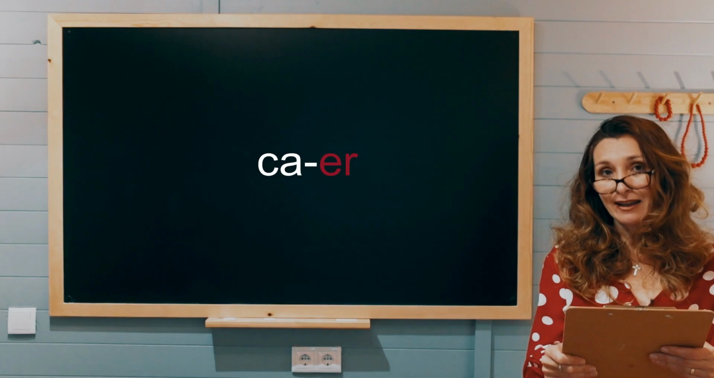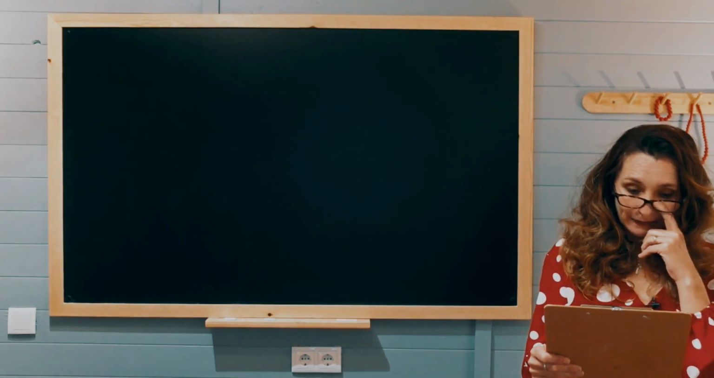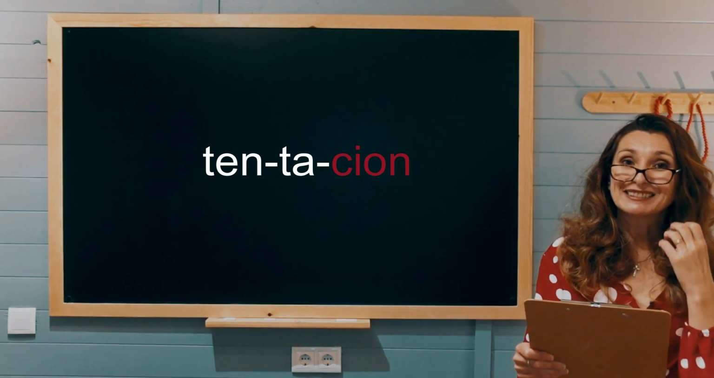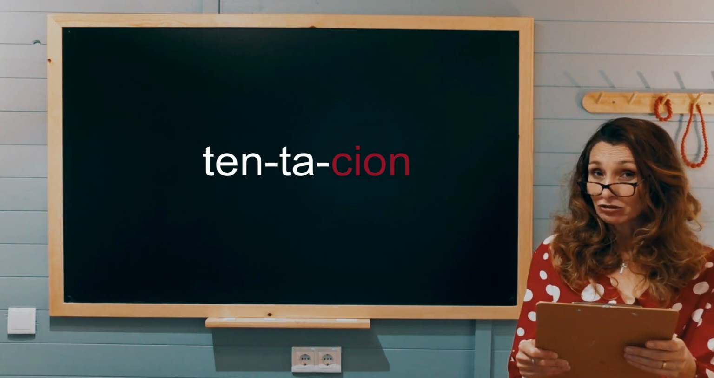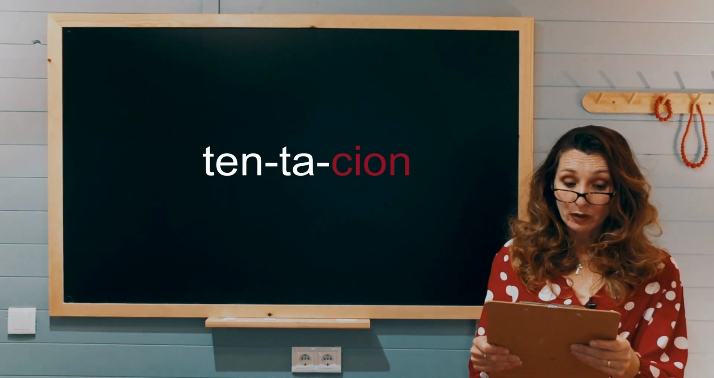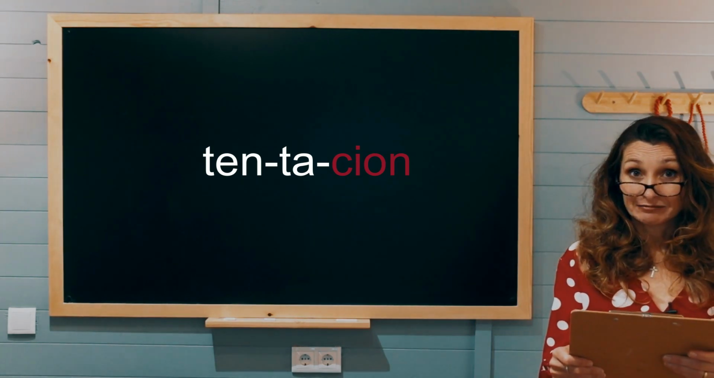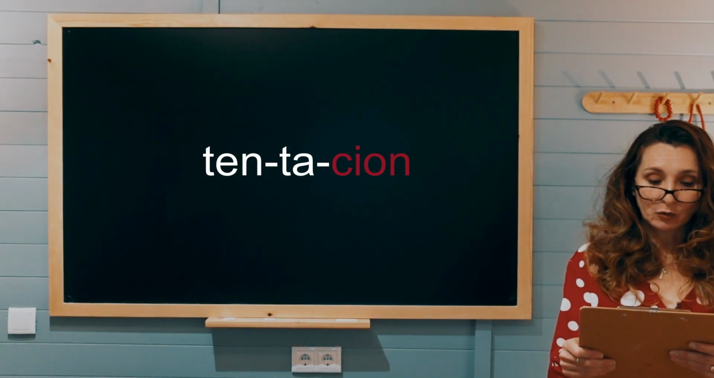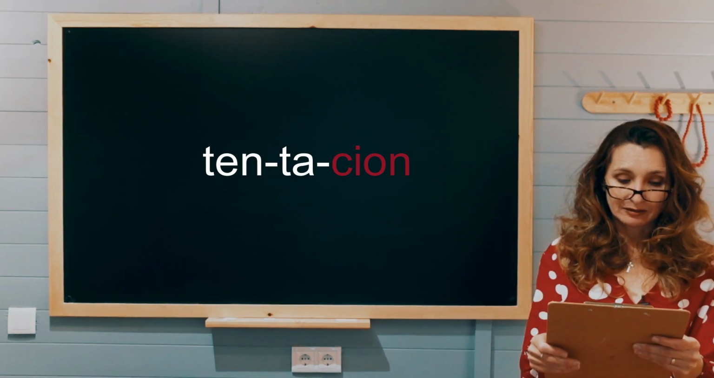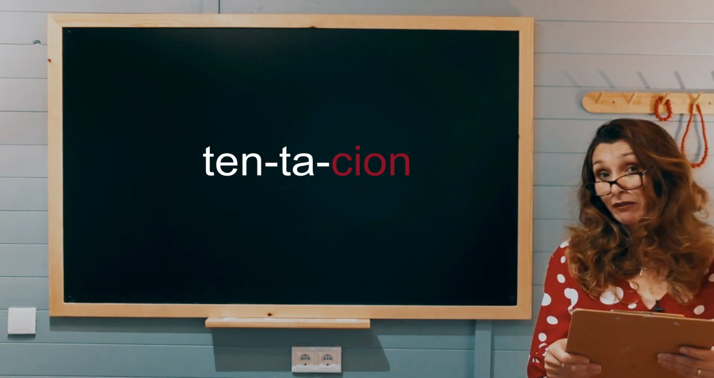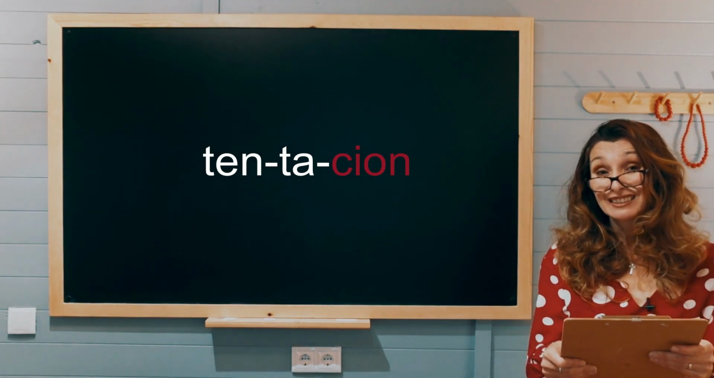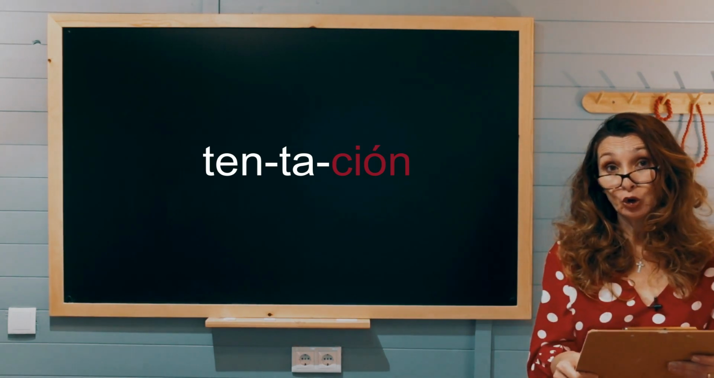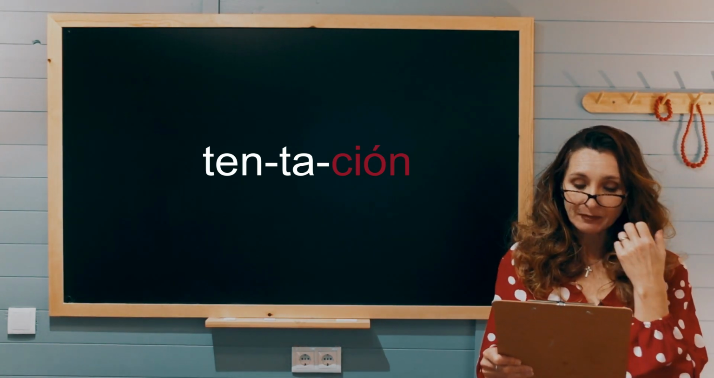Caer. En la tentación. It ends with an N, and we would expect ta to be the stressed syllable, the one with the strongest stress. However, it's the last syllable again. Tentación. So we need to put a tilde on the O. Okay?